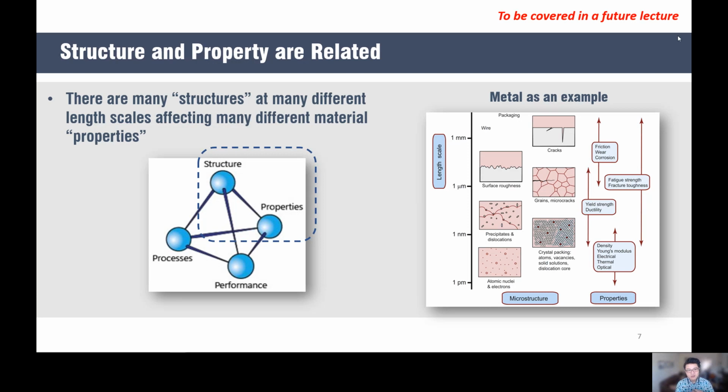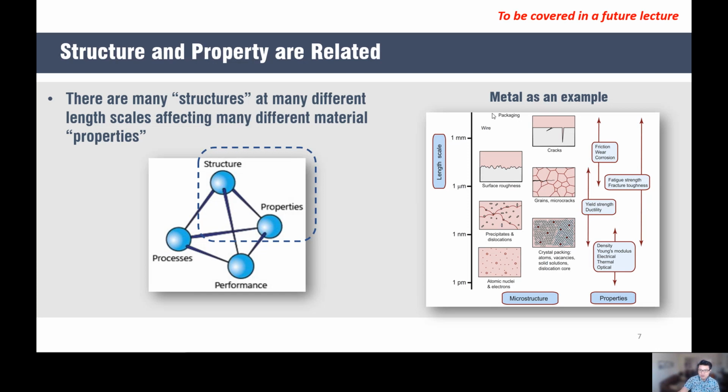So let me give you an example of how structure and property are related together. A concept that you may see from material scientists, that we often draw, is this tetrahedron. We call it the material property tetrahedron, or the process, structure, property, and performance relationship. In this particular course, we'll be focusing more on the structure and property relationship.